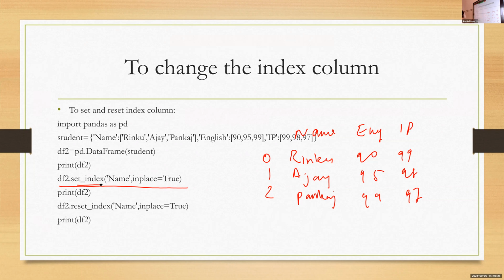Within the brackets of set_index, first write the column heading. Here I want to set name as the index, so write name with single quotes. After that, a comma, then another keyword, inplace. Inplace equal to True. Only then can we set this column name as the index name or row name.